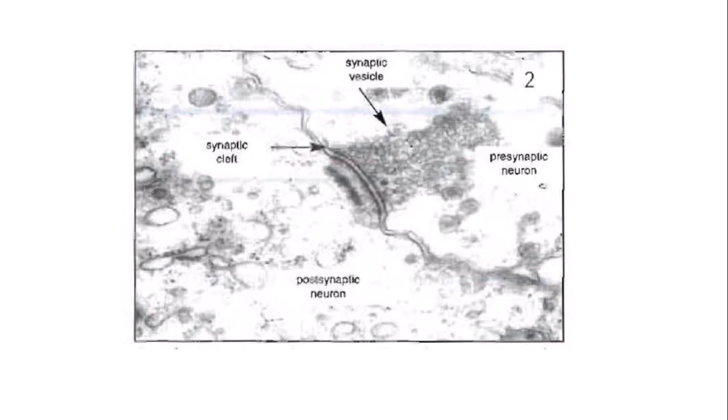Next, this is an image of a neuronal synapse. Again, it's not that easy to identify, but you can see here that this is the line running in between the cells. This is the synaptic cleft. If you are able to detect the vesicles, which are usually circular, these are the synaptic vesicles supposedly here. So this is the presynaptic neuron and this is the postsynaptic neuron.